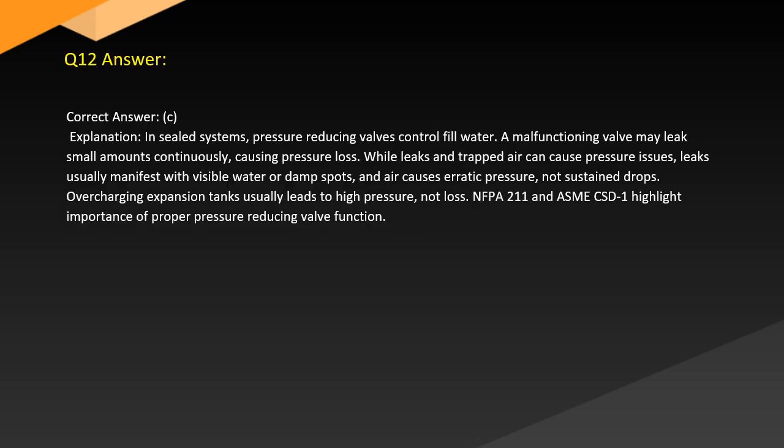Answer. Correct answer: C. Explanation. In sealed systems, pressure-reducing valves control fill water. A malfunctioning valve may leak small amounts continuously, causing pressure loss, while leaks and trapped air can cause pressure issues. Leaks usually manifest with visible water or damp spots, and air causes erratic pressure, not sustained drops. Overcharging expansion tanks usually leads to high pressure, not loss. NFPA 211 and ASM CS01 highlight the importance of proper pressure-reducing valve function.